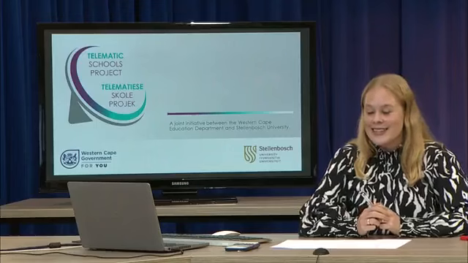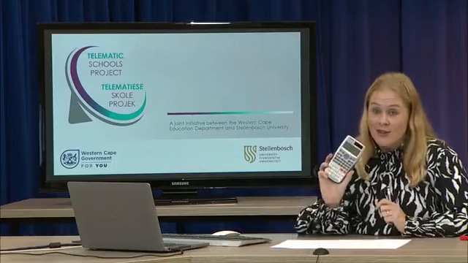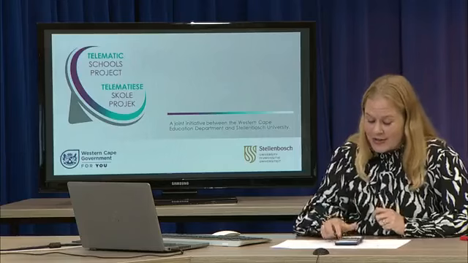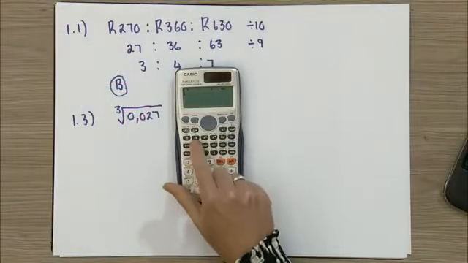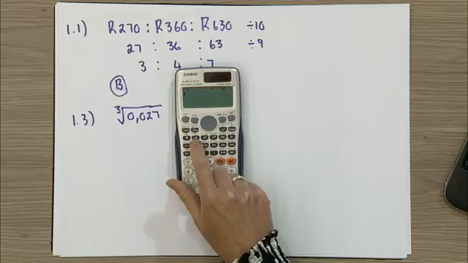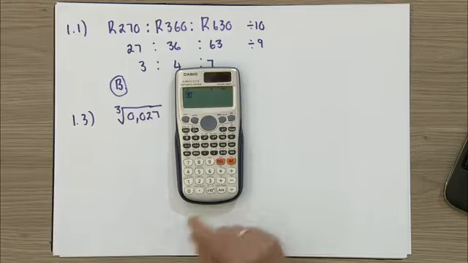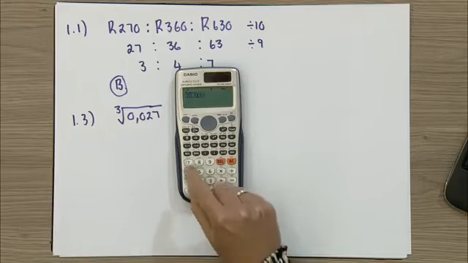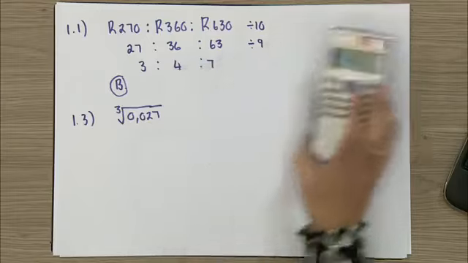Okay, grade 9s, let's look at 1.3. Remember I said if they don't say don't use your calculator, use your calculator. So let's look at this. On my calculator, how do I get cube root? My calculator has square root there. So to get cube root, I've got to go shift and the button above that, then 0.027, and my calculator tells me the answer is 3/10.